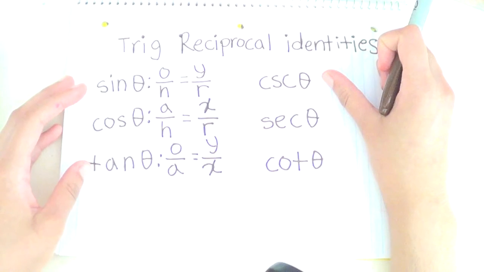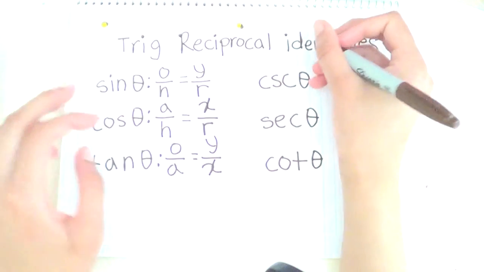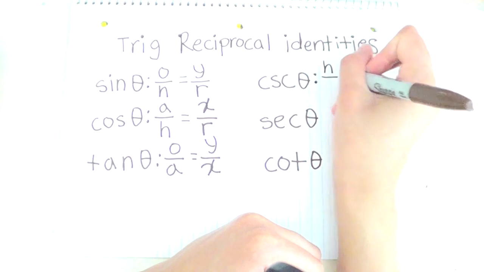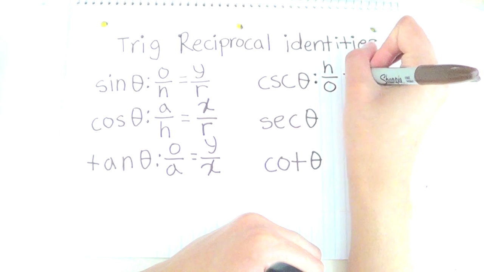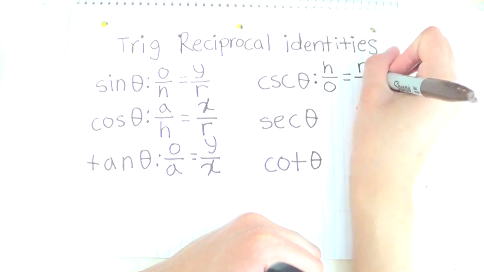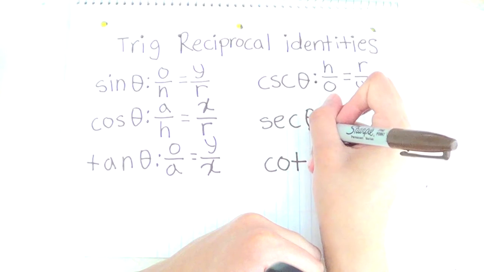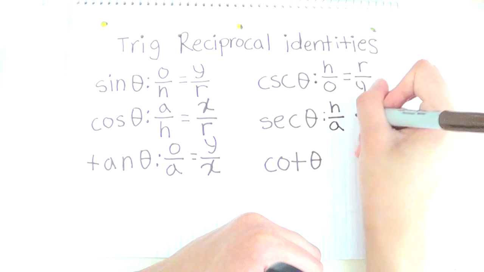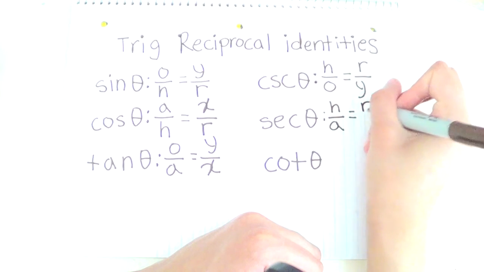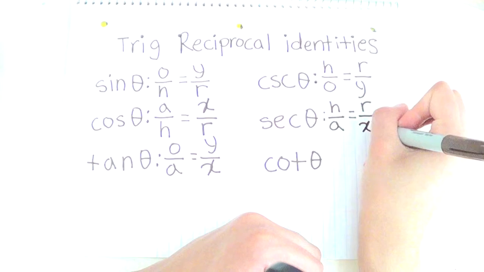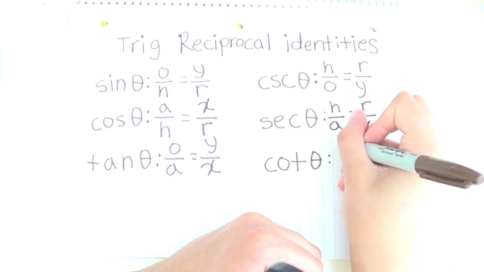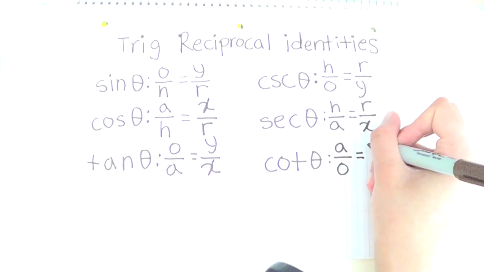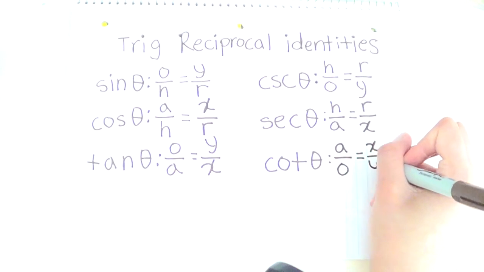cosine, and tangent. So for cosecant, it is hypotenuse over opposite, and on a circle it equals the radius over the y value. For secant theta, it is hypotenuse over adjacent, and on a circle it is the radius over the x value. For cotangent, it is adjacent over opposite, on a circle it is the x value over the y value.